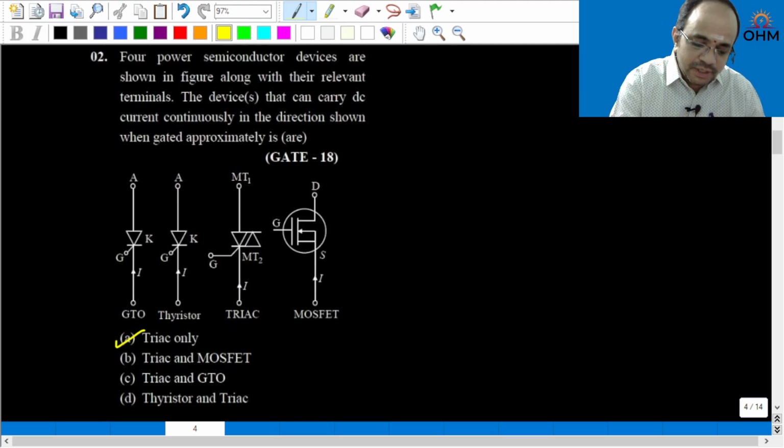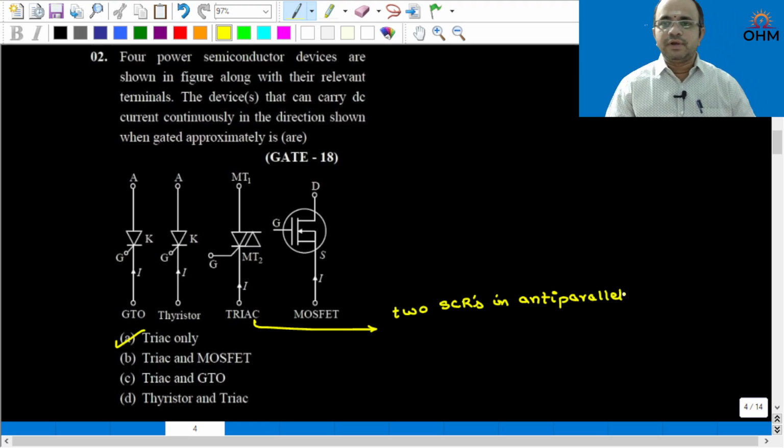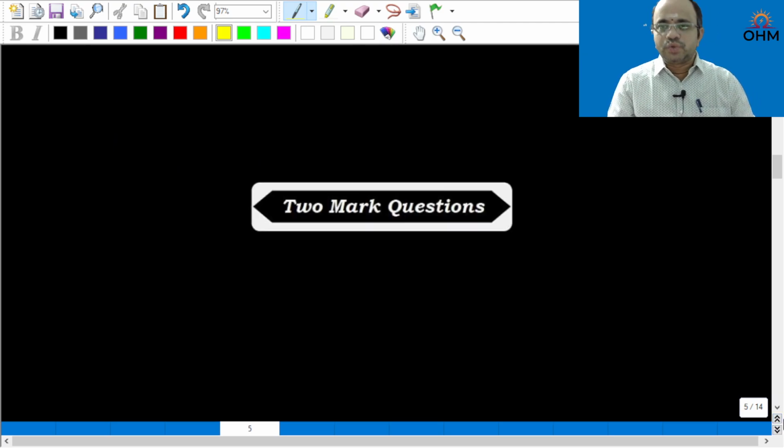Even in this problem, if MT1 to MT2 is given, triac is still correct, because triac is a bidirectional switch. Or we can also have another question: triac is equivalent of 2 SCRs in anti-parallel. Triac is equivalent of 2 SCRs in anti-parallel, or 2 thyristors in back-to-back connection. So this question was given in GATE 2018 as a 1 mark question. Now only these are the 2 questions from 2010 and 2018 from 1 mark questions.